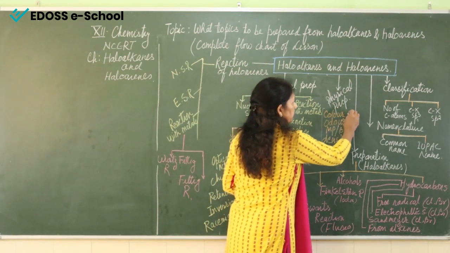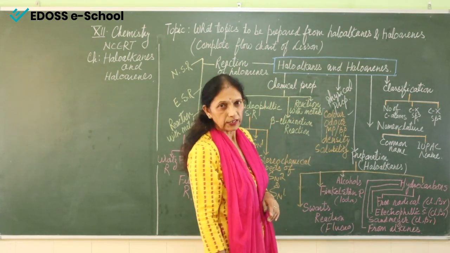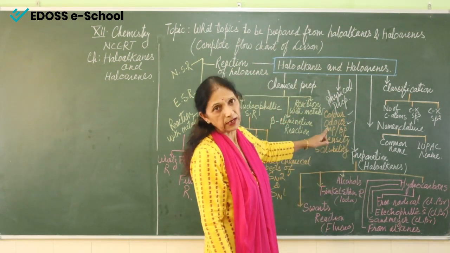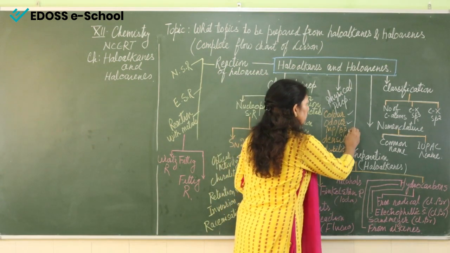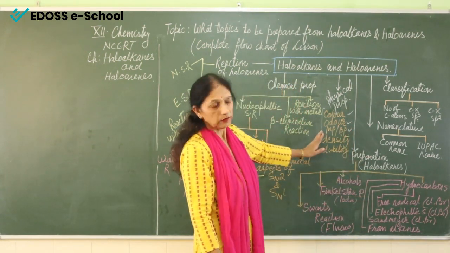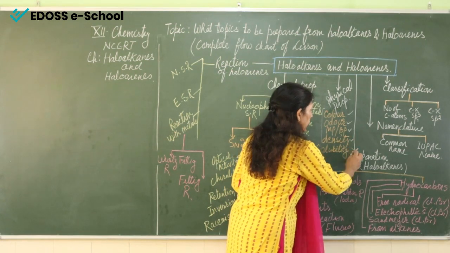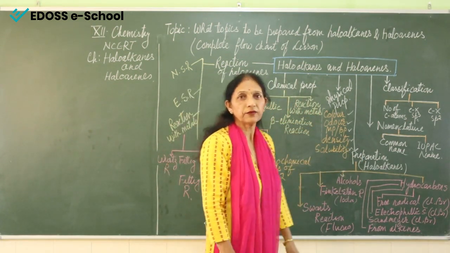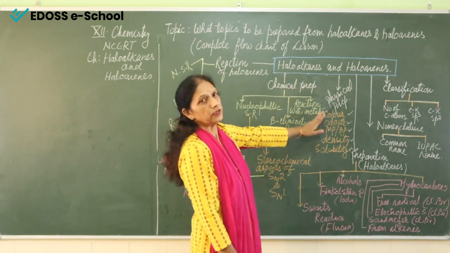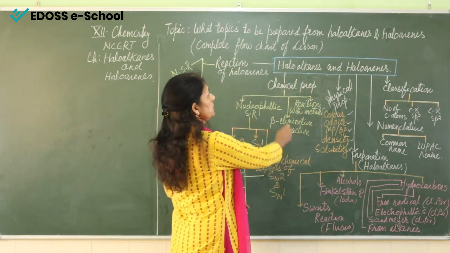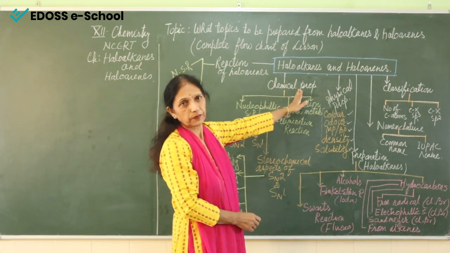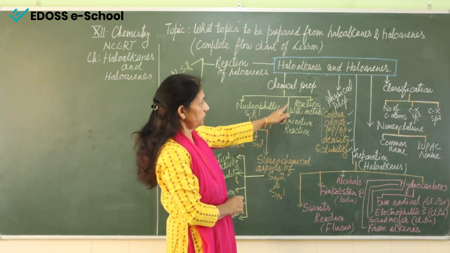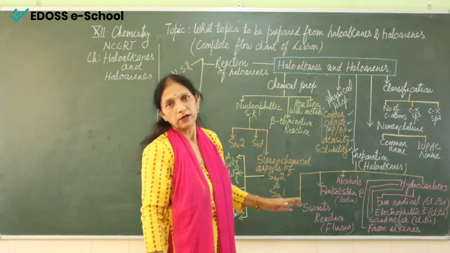Now for physical properties, these are the points that we have to understand. First, the color. What is the color of the haloalkanes? Second, its odor. What type of smell do they give? Then their melting point and boiling point, and their density and solubility. So these 5 points are enough to understand the physical properties of haloalkanes. Now coming to the next, that is chemical properties. Again, chemical properties are of 3 types. You have to study chemical properties under 3 headings.